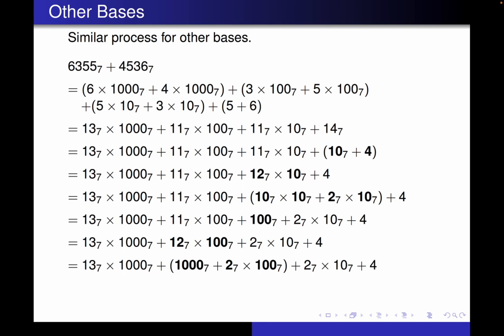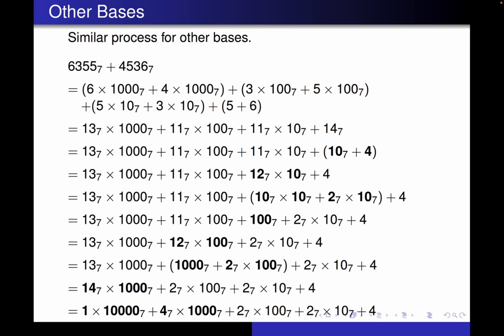We can split up the 12 hundreds into 1 thousand plus 2 hundreds. Combine that 1 thousand with the thousands next to it. We get 14 thousands. Split that up similarly. We get 1 ten-thousand. We get 4 thousands, 2 hundreds, 2 tens, and 4 units in base 7. And that gives us the number 14224.